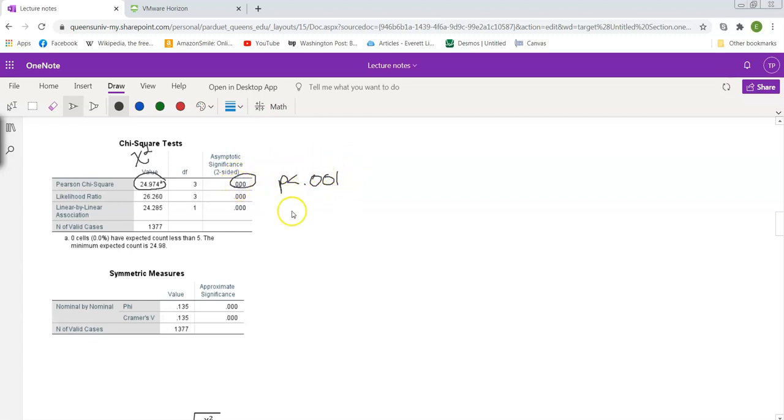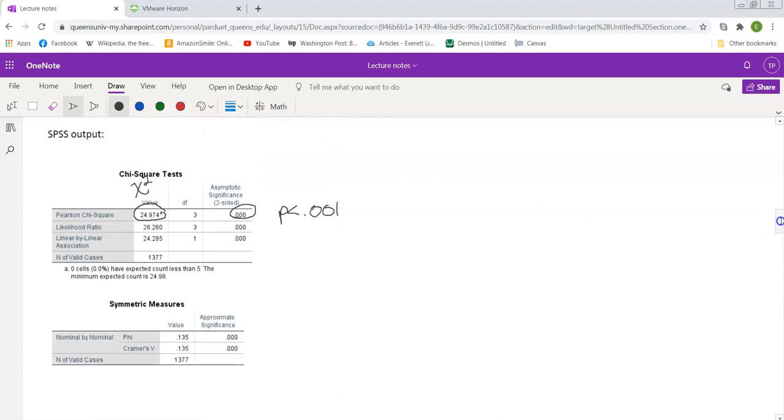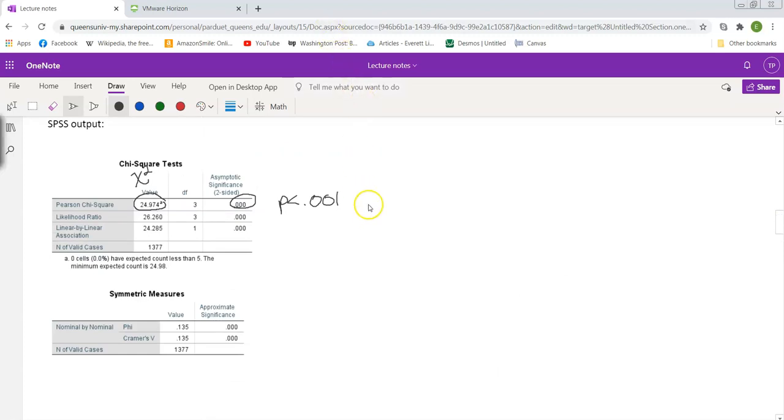So this tells us that we are going to be able to conclude that there is a relationship between the region where somebody lived when they were 16 and their opinion on spanking. So let's talk about effect size. Before we do that, let me just write this down. So we can conclude that there is a relationship.